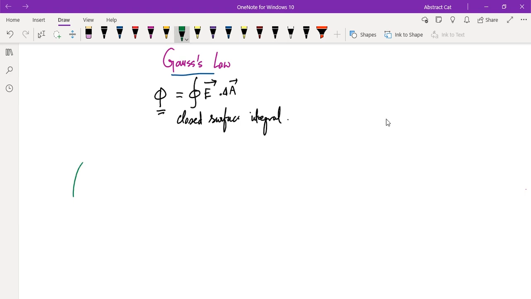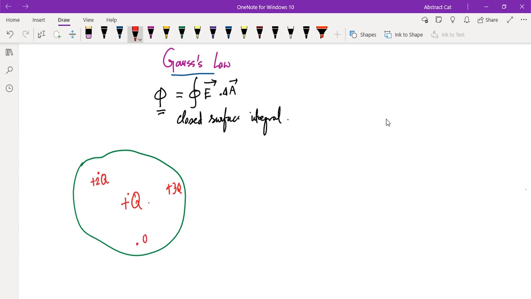Here we see a surface, and inside the surface there is a charge, either plus or minus. There is a charge plus q, and somewhere inside, say plus 2q charge, here a point with plus 3q charge, or suppose 0.5q charge. Someone may say the other is a minus charge. So there are charges inside that surface, and that phi is equal to the charge.